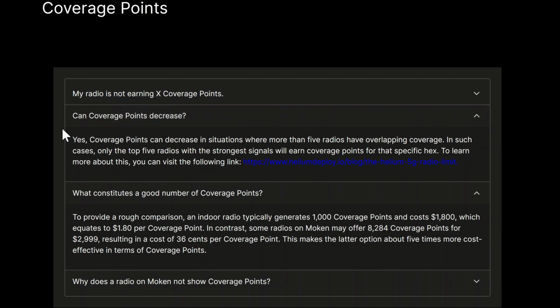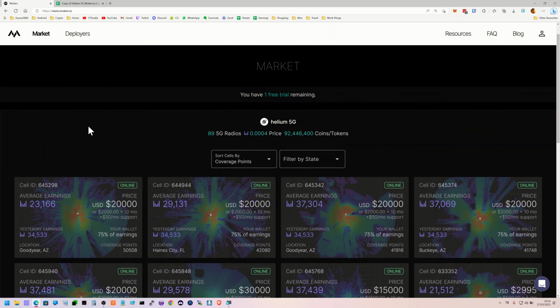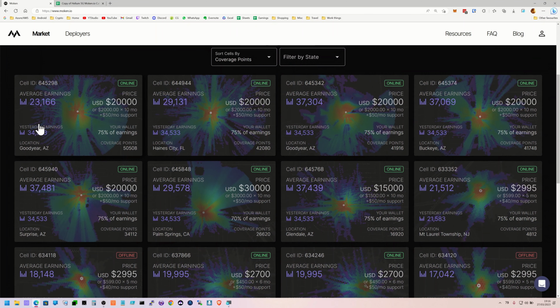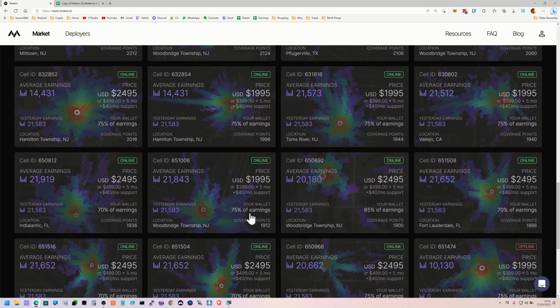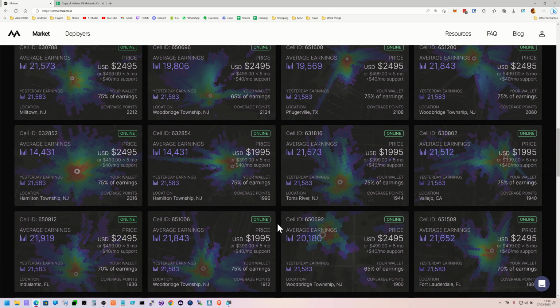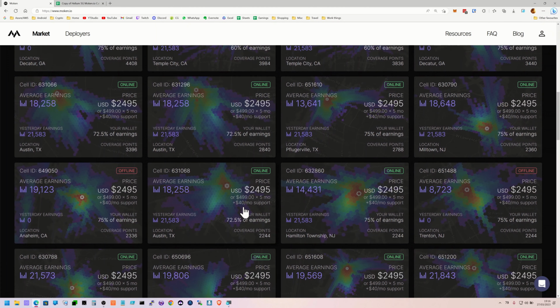Okay, so just a few parts of the FAQ which I think are useful to know. So coverage points can decrease over time. So if additional people add radios, similar to HNT, you will potentially earn a bit less. They're comparing the different number of coverage points here between a 1000 coverage point and an 8000 coverage point one. So obviously there's a big difference here in the cost of the 5G miner itself. Quite self-explanatory. Obviously, if you're paying more money, you're going to be getting more earnings. Now, I personally would probably stick around the $2,500 one, because I think that is a sort of good sweet spot between coverage points and earnings.